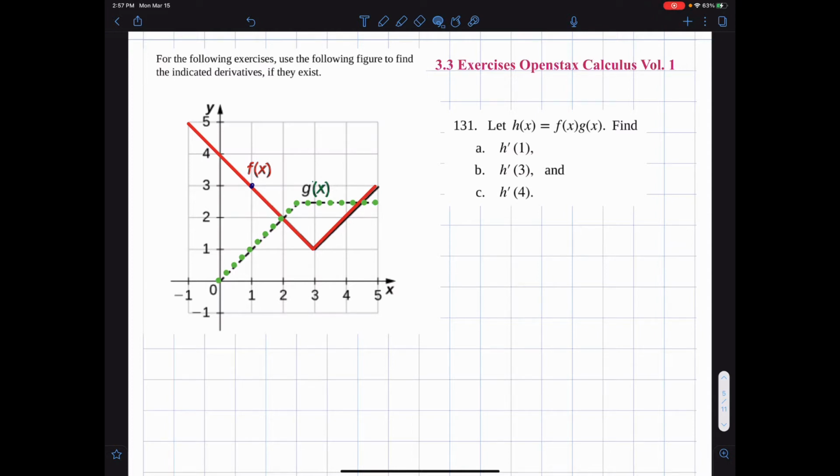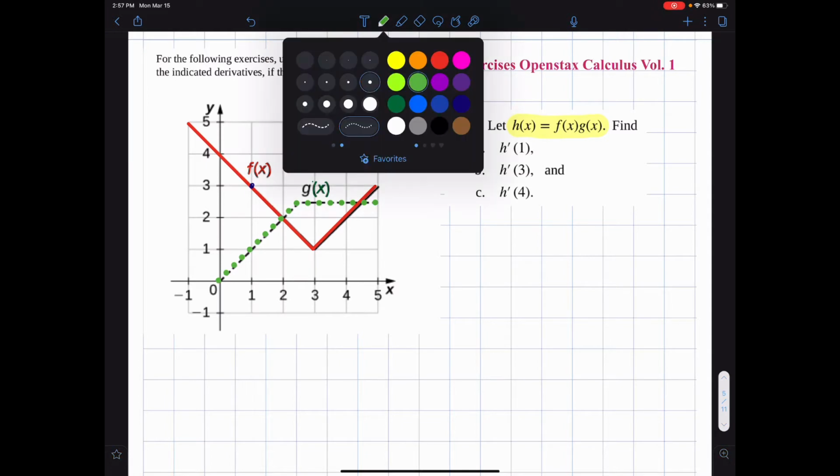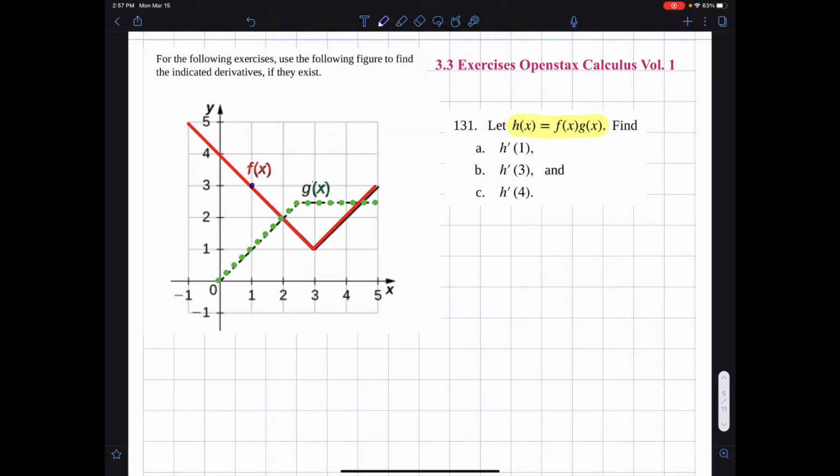And we're going to assume that h is the product of these two functions. We're going to find h prime of 1, h prime of 3, and h prime of 4, provided those derivatives exist. So let's start off with our solution where we find h prime of x.